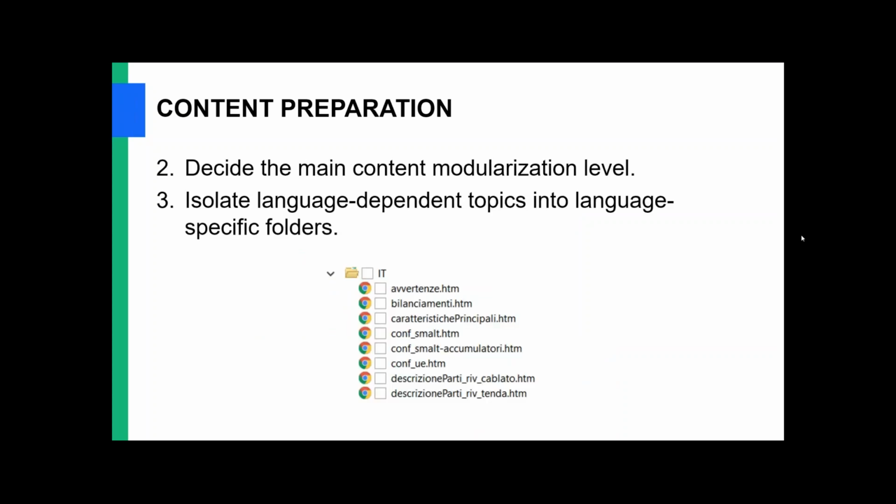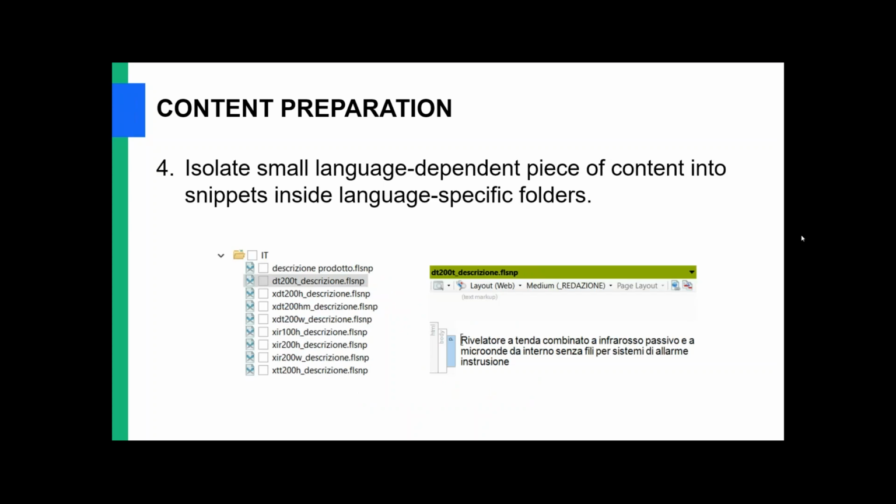Then I decided the main content modularization level. In this case, a topic includes a title and all the content before the next title, kind of block level modularization, speaking in information mapping words. I isolated into language-specific folders the topics that needed to be translated, and we'll see why this is necessary in this case. Then I isolated into snippets inside language-specific folders the small pieces of content I found.